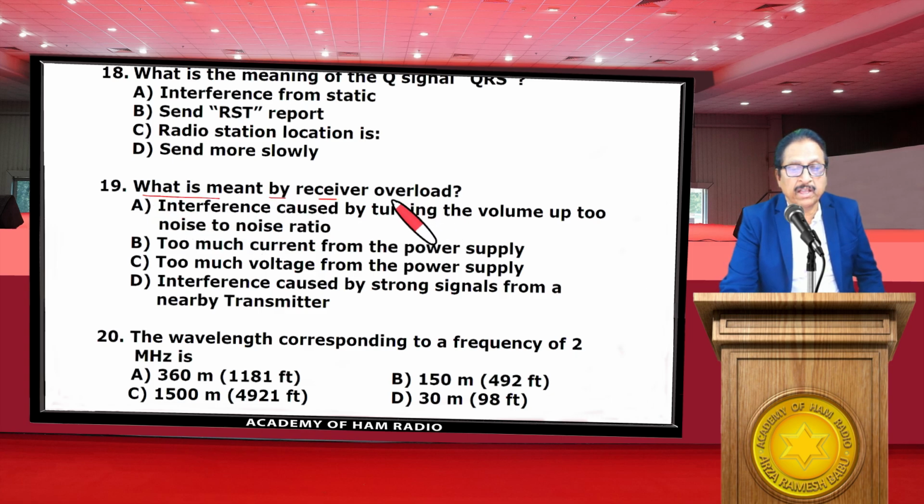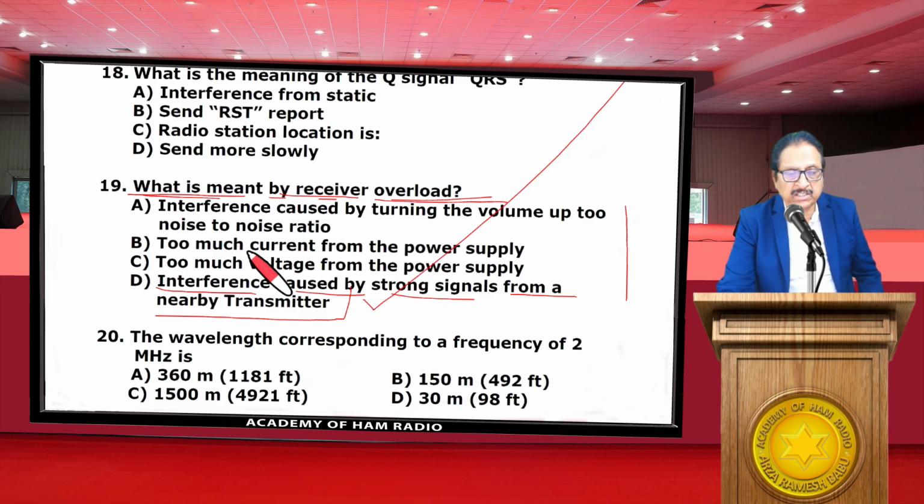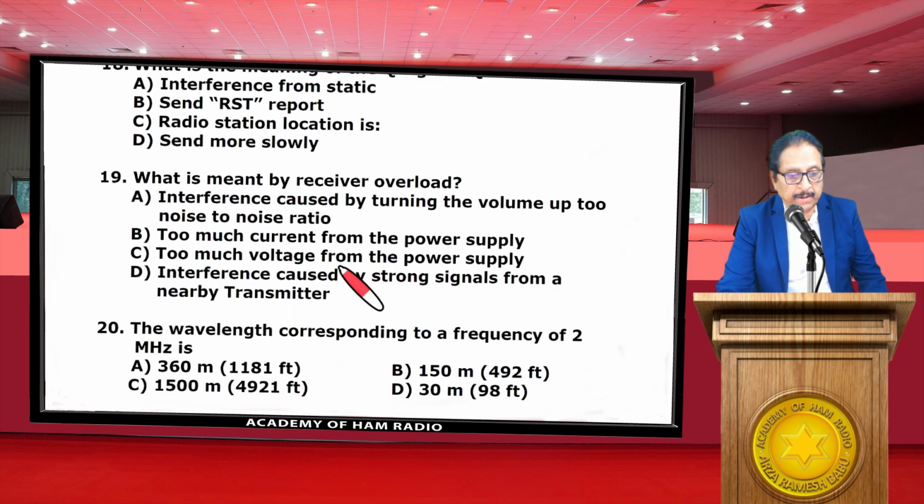What is meant by receiver overload? So here 4 options are there. Among these, interference caused by strong signals from a nearby transmitter. So Delta is the correct answer. If 2 stations are operating very nearby, it will cause some interference by strong transmitting signal. So then we can say the receiver is overloaded, too much gain.